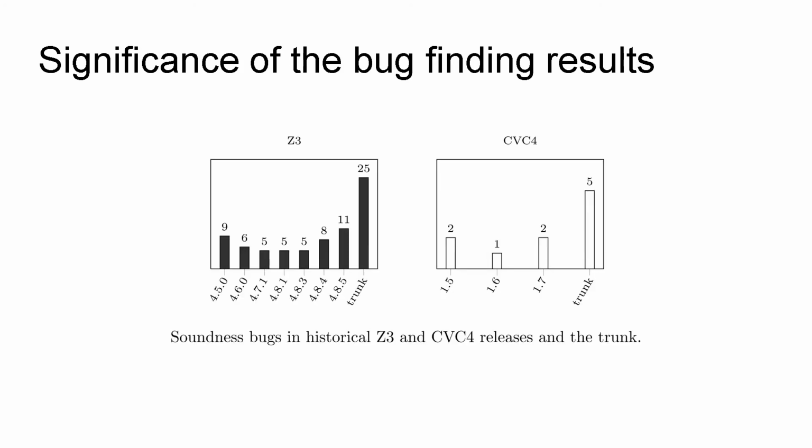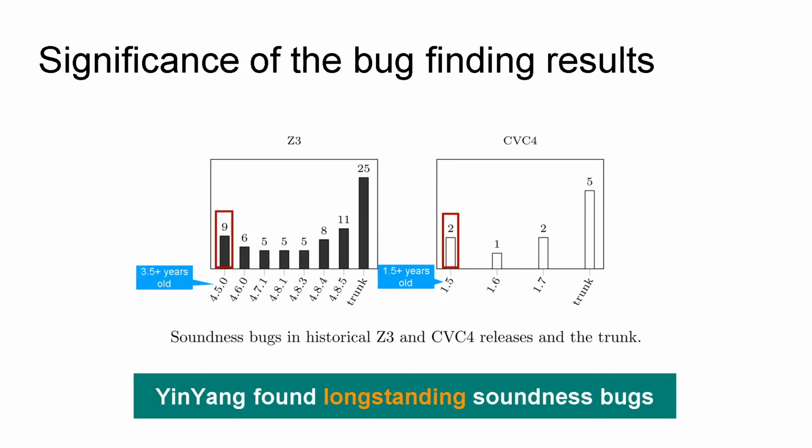As another way of investigating the significance of our findings, we looked at historical Z3 and CVC4 releases. 9 bugs affected the 4.5.0 release of Z3, which is more than 3.5 years old. 2 of our soundness bugs affected CVC4's 1.5 release, which is 1.5-plus years old. Altogether, this shows that YinYang's findings included soundness bugs that were missed by previous approaches, and also by the extensive regression test suites of the solvers. YinYang has found long-standing soundness bugs.